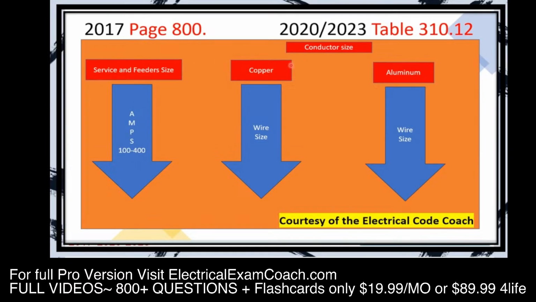On the next column over, we're going to see the copper side if we decide to use copper, and then aluminum if you decide to use aluminum. So what you do is size your service. You come down here. Let's imagine it's a 100 amp service and you want to use copper. You slide over and it tells you what size wire to use. It makes it super simple. Now let's put it to practice.